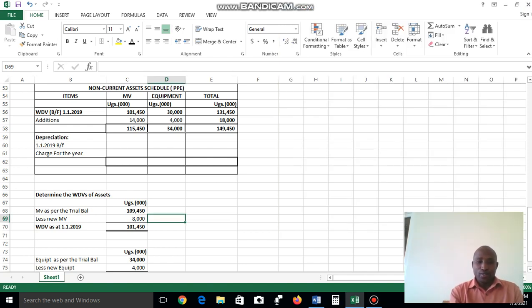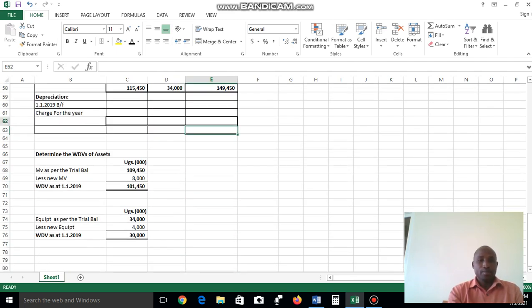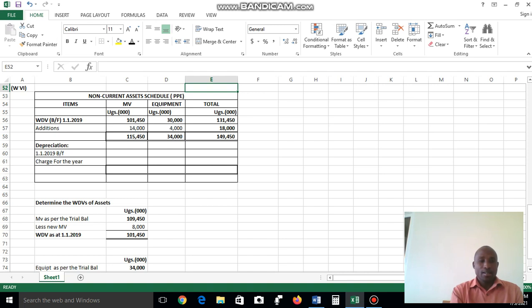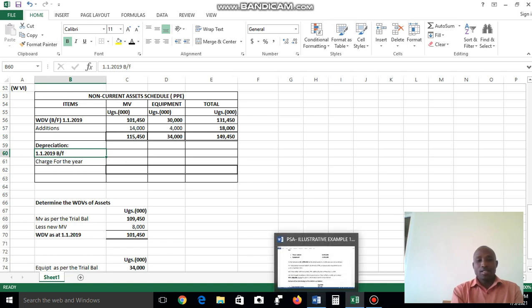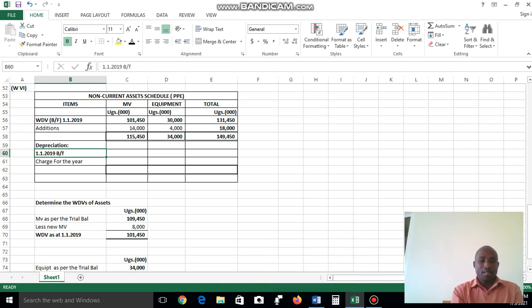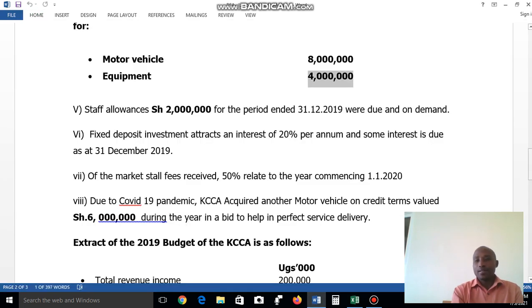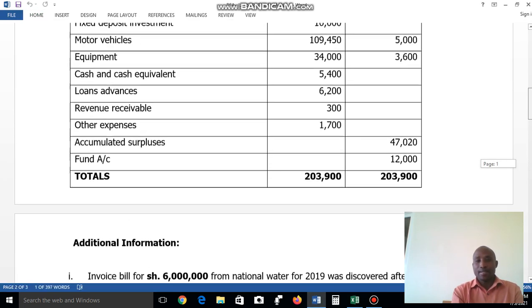We are continuing. This time we are going to determine the depreciation. The opening balance brought forward as per the depreciation, the 1st January 2019 balance brought forward. We shall see what the opening balance depreciation for motor vehicle and equipment is as at 1st January 2019. So we have to consult our trial balance.